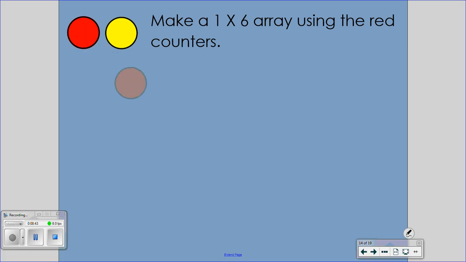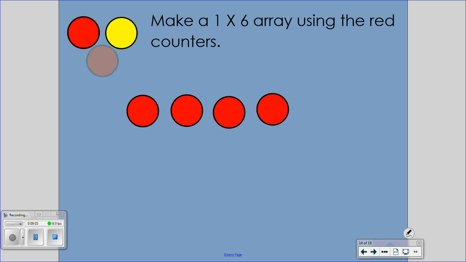So you could have your array going vertical, you could have it sideways, but it needs to be one chain of 6. I did that. I'm going to make mine sideways. I made mine. And we just talked about why it can go vertical or sideways: because of our commutative property. 1, 2, 3, 4, 5, 6.